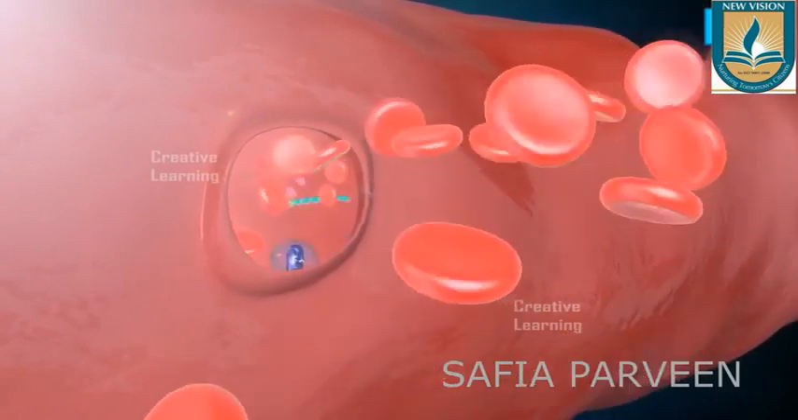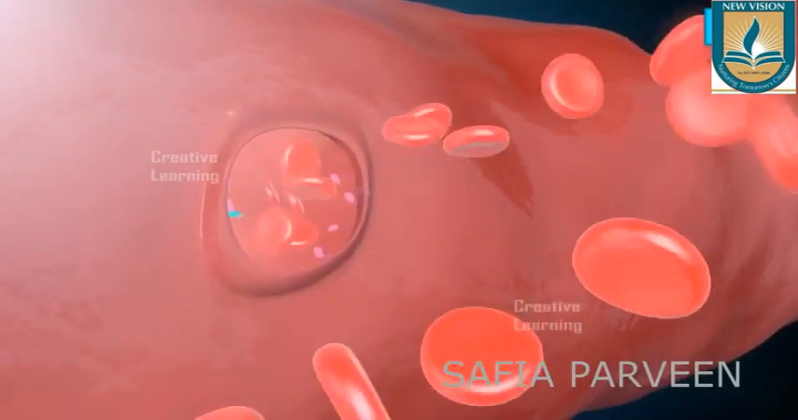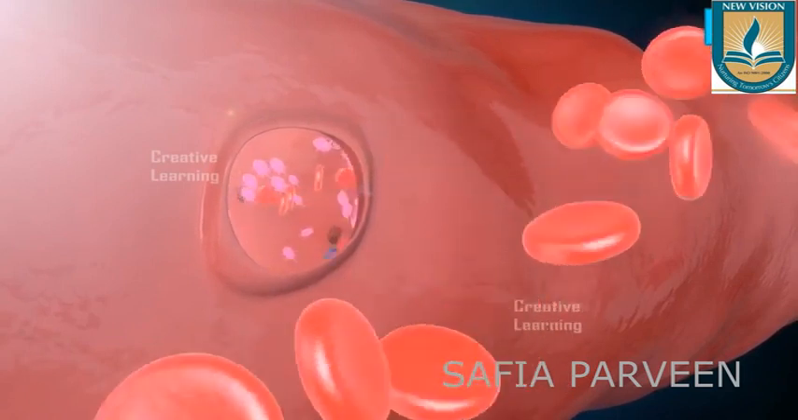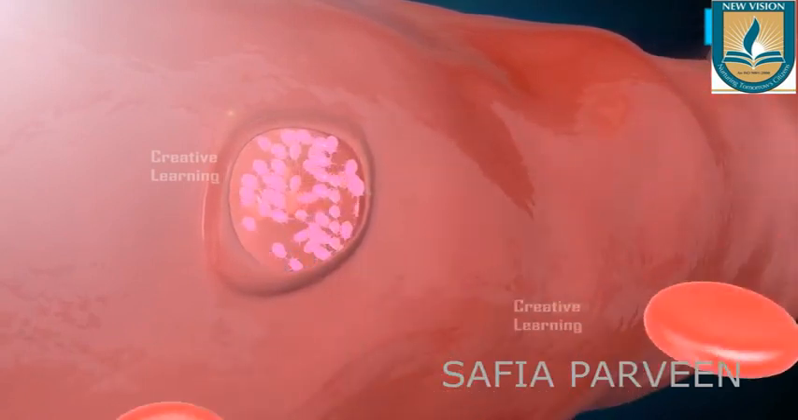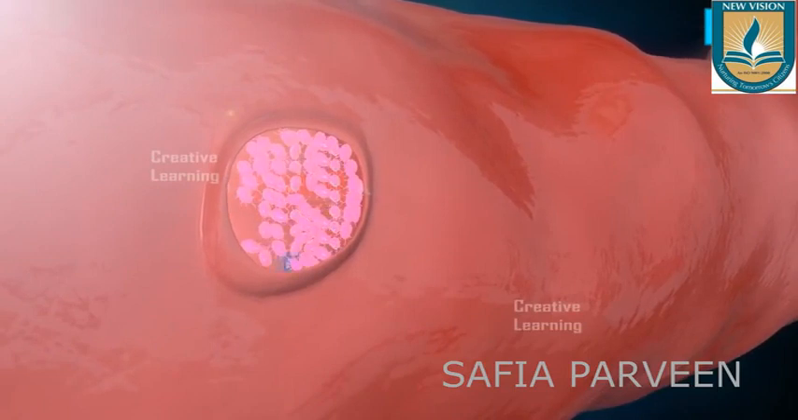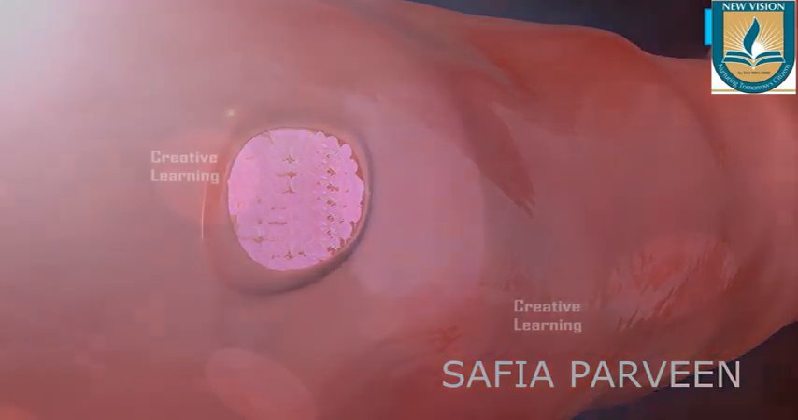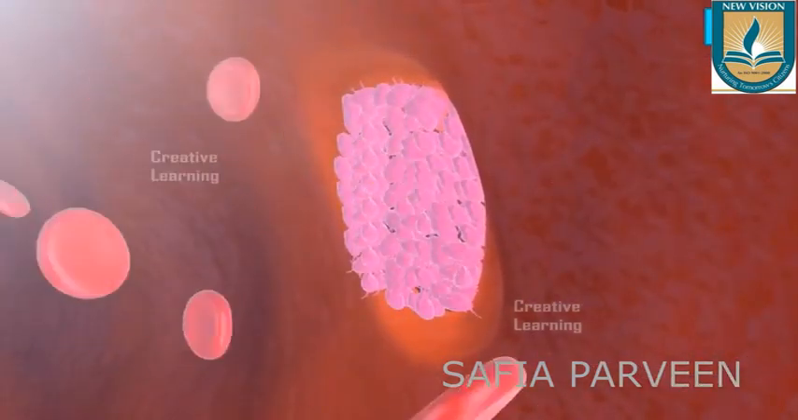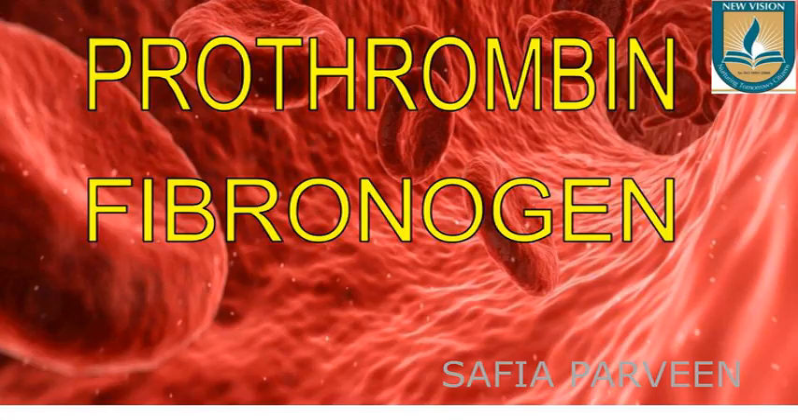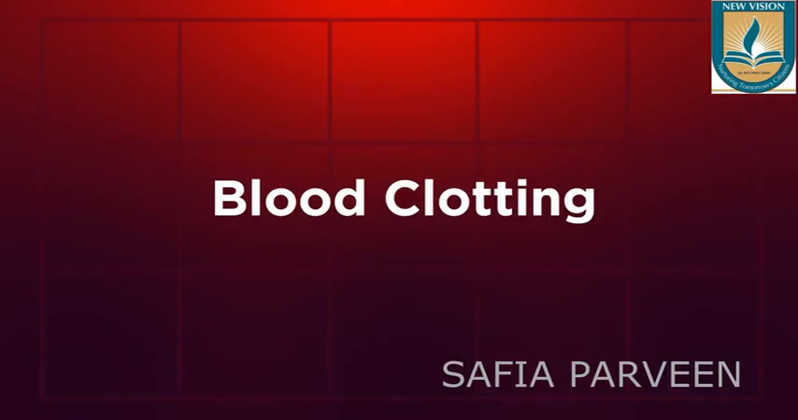If the blood clot is not formed, there is a continuous outflow of blood from the body, which leads to excess loss of blood. To prevent this excess loss, our body has a mechanism called the formation of a blood clot. The platelets help in the formation of a blood clot with the help of various other proteins like fibrinogen and prothrombin.